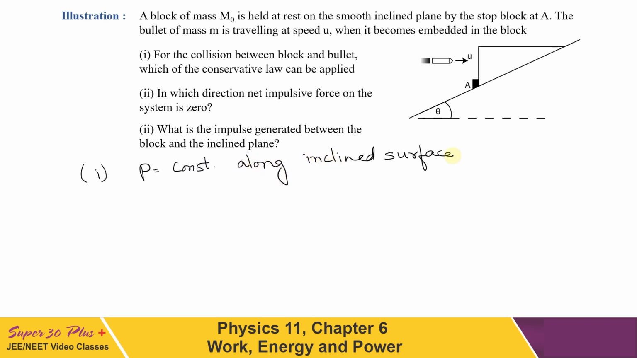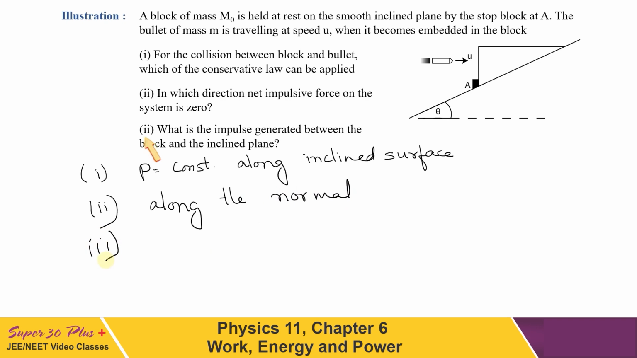In next part, it is asking in which direction net impulsive force on the system is 0. Let us see. As I have just discussed, the impulse by inclined plane will be along normal. Always when two surfaces are in contact, the interactive force has to be along the normal. So impulsive force between bullet and block will be internal, and net impulse will be along normal to the incline. So for the net impulsive force, we can write it has to be along the normal to incline.